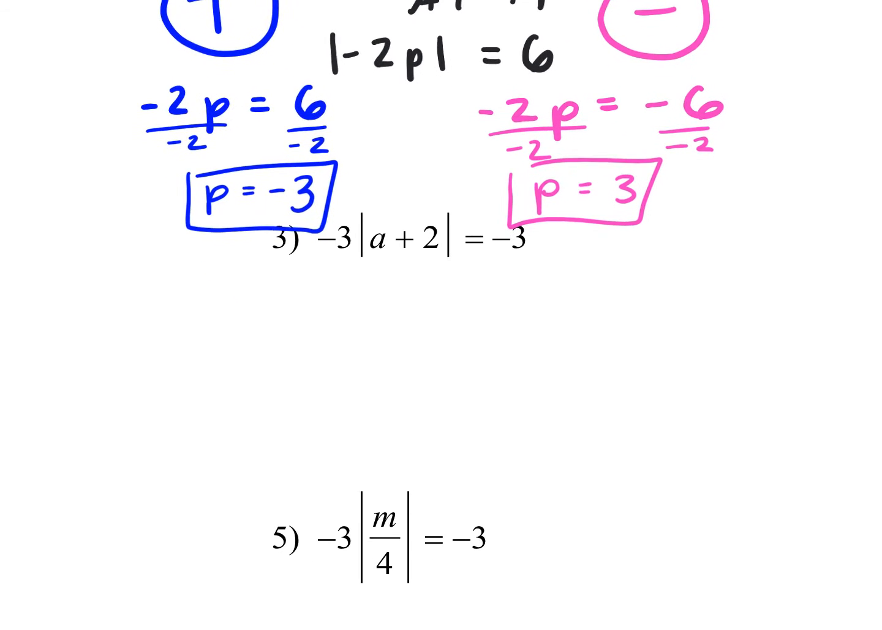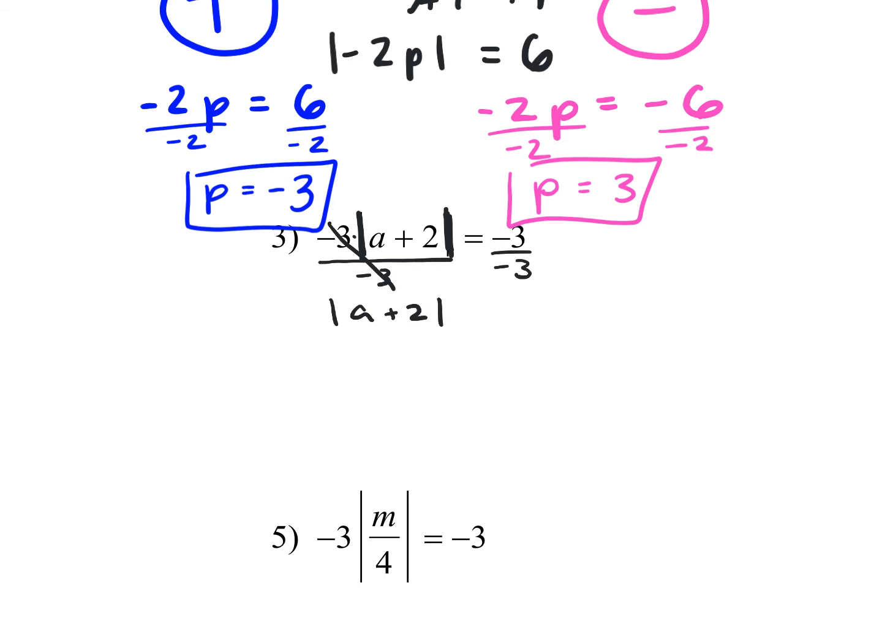All right, let's do the next one. Well, we'll do number 3. So first thing I want to do is get that absolute value all by itself. So what should I do to move that -3 to the other side? -3 is doing what to the absolute value? Multiplying to that absolute value. So what's the opposite of multiplication? Division. So I'm going to divide -3 on both sides. So it'll cancel out there. So I have the absolute value of a plus 2. And what's -3 divided by -3?